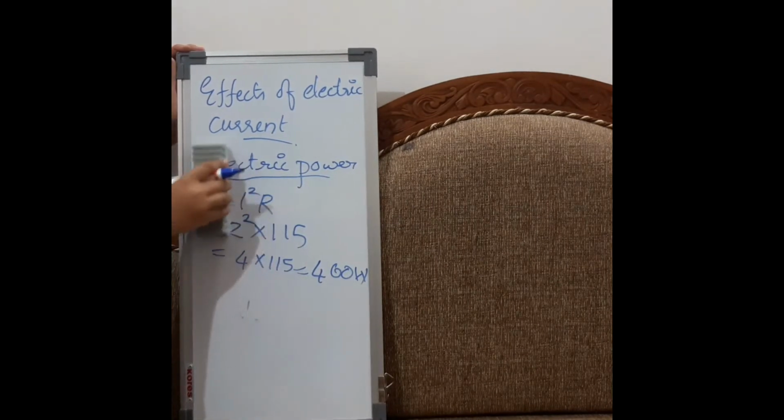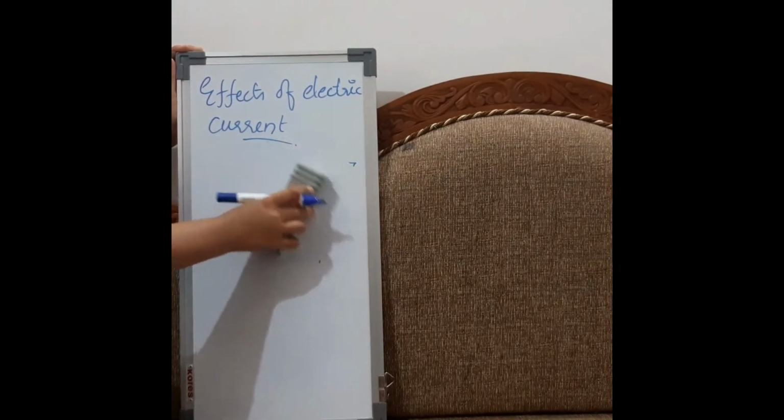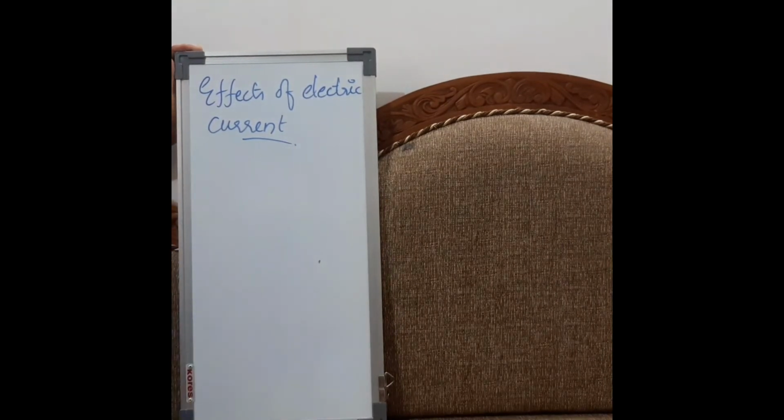I have told you that besides the heating effect of electric current, we have to learn the lighting effect of electric current also in this chapter. So our next topic is the lighting effect of electric current. In this topic, there are not many calculations. We have to learn it as theory.